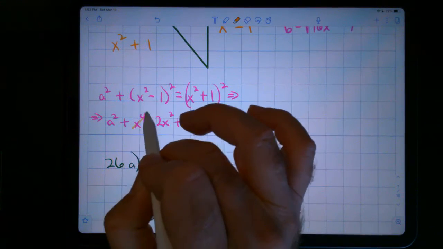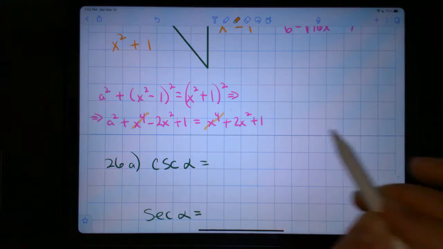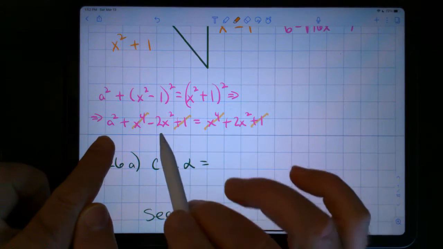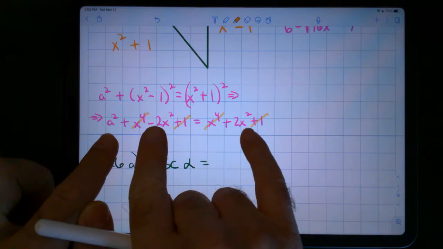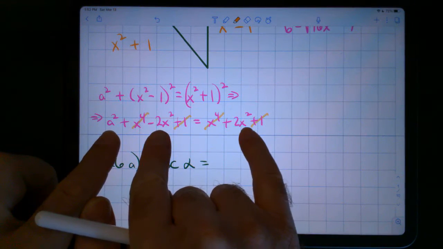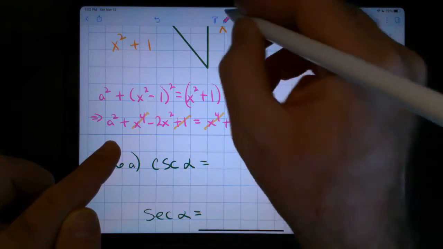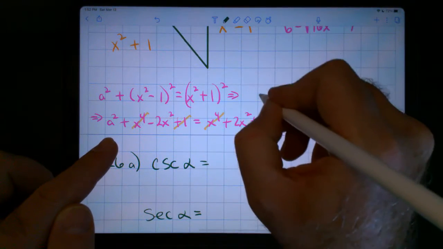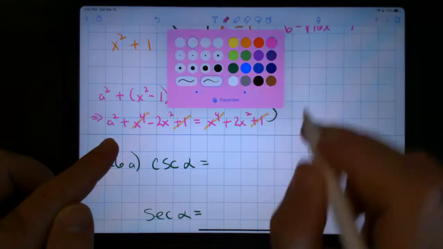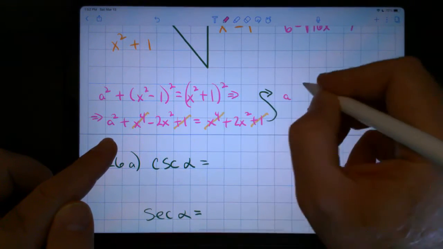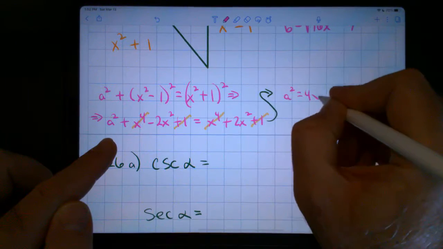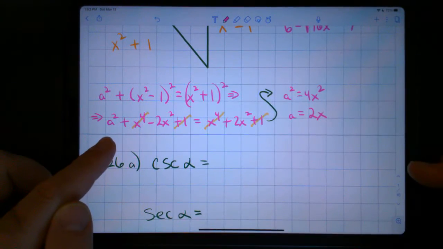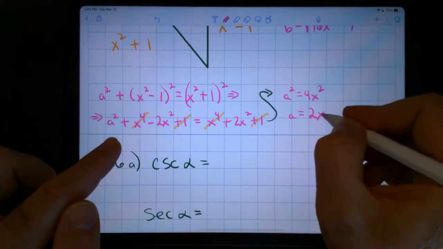Okay. And then we can subtract x to the fourth from each side. We can subtract 1 from each side. A squared is on the left, so let's add 2x squared to both sides. Okay, so A is equal to 2x.